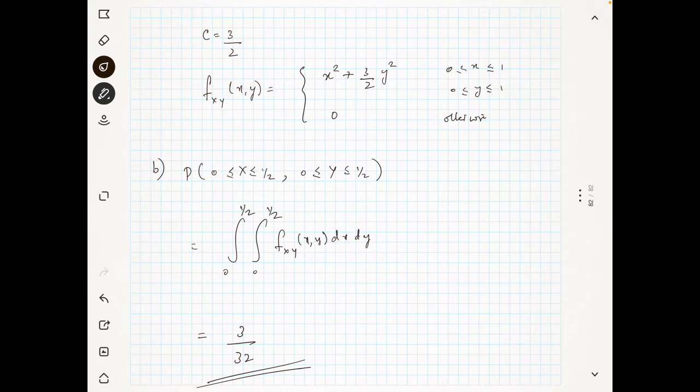So this is how we can find this. This is a simple integration. You can use the same procedure as we have used in part A, but you have to just substitute the value of c. Now you can see here, this is how to obtain the probability by using the joint density function.